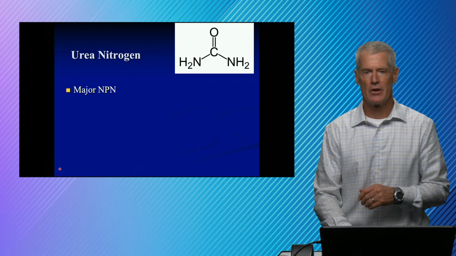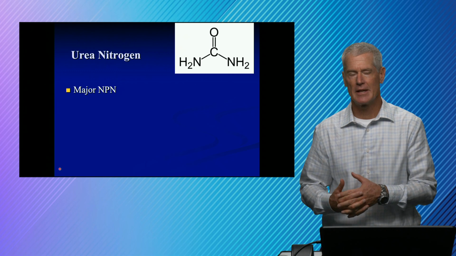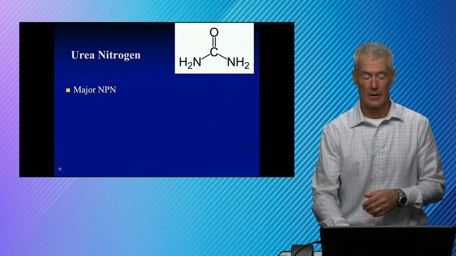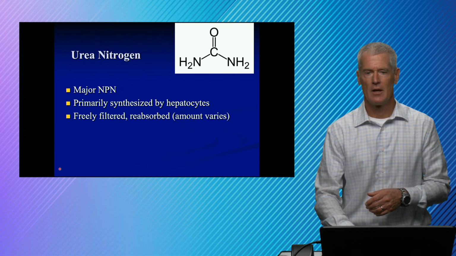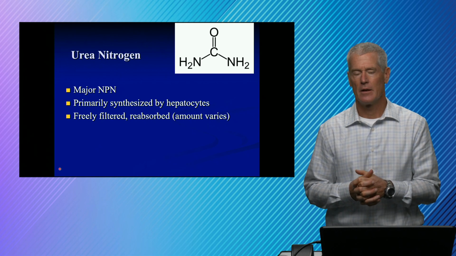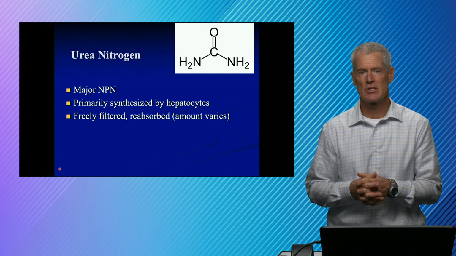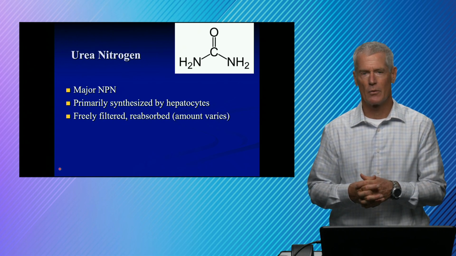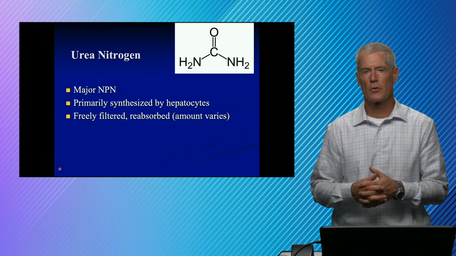It is the major non-protein nitrogenous substance. It's the end product of protein catabolism, and it's a way to deal with ammonia. It's primarily synthesized by the hepatocytes, but it's cleared by the kidneys. And oftentimes I think of its utility in relationship to creatinine, looking at BUN to creatinine ratios. It's freely filtered, but it's also reabsorbed.